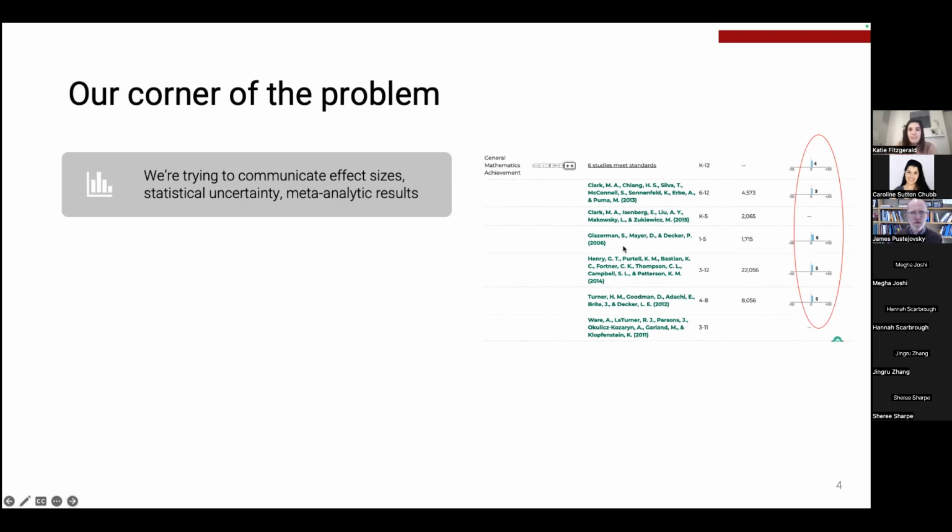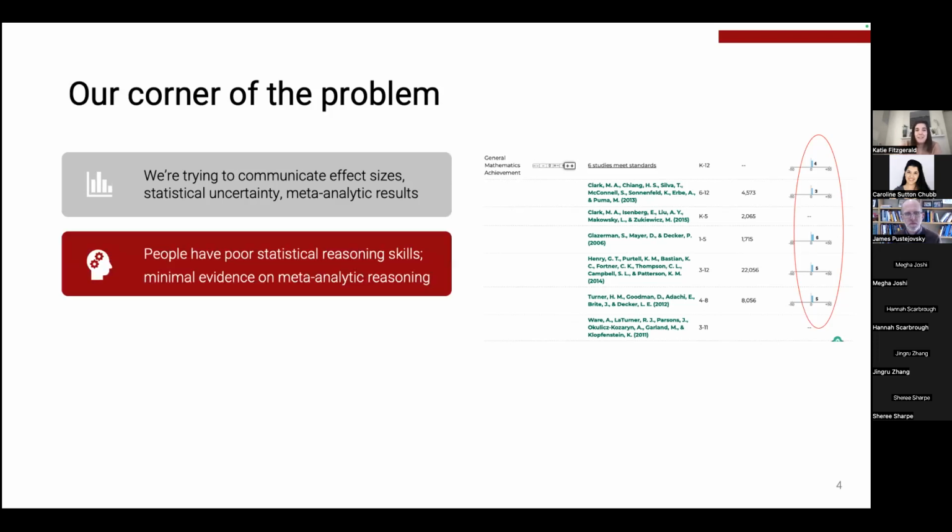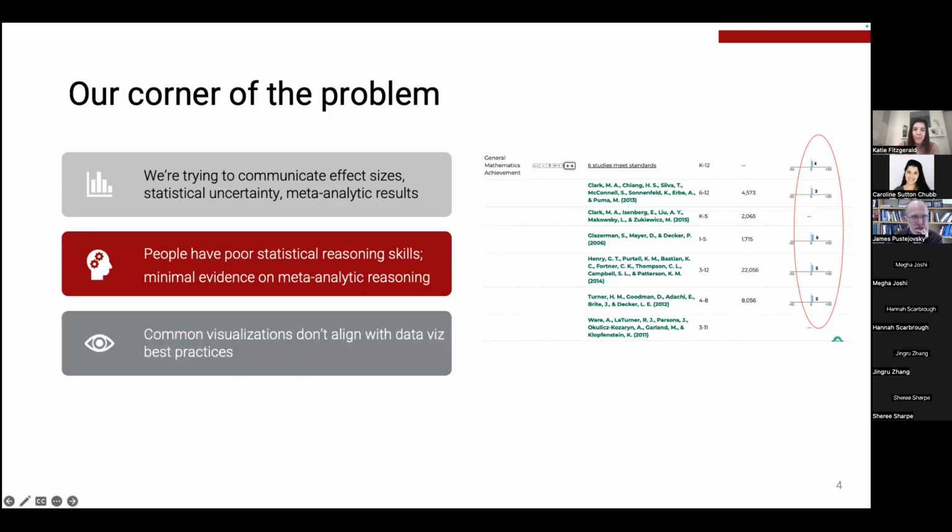This screenshot over here from the What Works Clearinghouse is summarizing what the evidence from 5 different studies says about a particular intervention. So whether we realize it explicitly or not, we're asking people to reason meta-analytically about evidence. It turns out we don't know very much about whether people are good at meta-analytic reasoning. There's very little data on that, but we do know that people are pretty bad at statistical reasoning in general, right? And given that meta-analysis combines a lot of statistical ideas, there might be cause for concern here. But an additional dimension of the problem is that most common visualizations that are being used to display meta-analytic data don't follow data viz best practices.